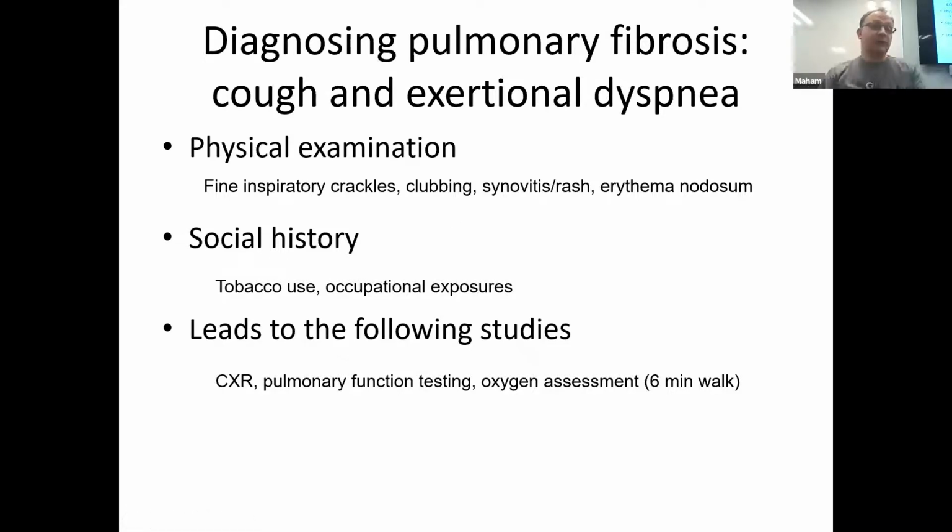Social history, you want to get a history of tobacco use, occupational exposures, and then finally, you get the whole gamut of studies here. If you have a high suspicion of interstitial lung disease based on your history and physical, it doesn't hurt to go straight to a non-contrast CT to get a good picture of the lung, especially if you have a patient who falls into the category of needing screening for lung cancer anyways, based on tobacco use. You can kind of get all your information with one study there.